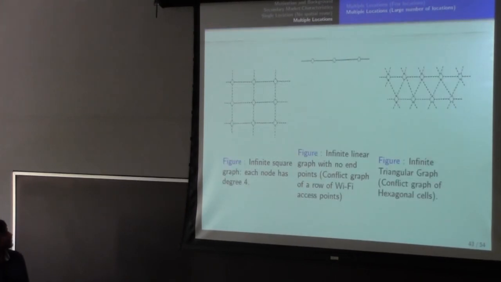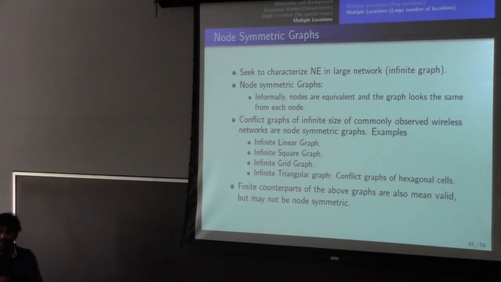You can have some examples, like the infinite square graph. This is extended to infinity, and you can see that for every node the graph looks the same. This is the same for the infinite linear graph, or the infinite triangular graph. So remarkably, when we increase the number of locations to infinity, this symmetric structure comes up, and most of the graphs become node symmetric graphs, like the infinite linear graph, infinite square graph, infinite grid graph. And to be noted, the finite counterparts of the above graphs are also mean valid, but they may not be node symmetric. But when you increase to infinity, these graphs become node symmetric.